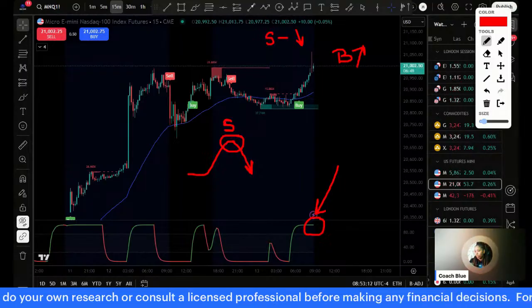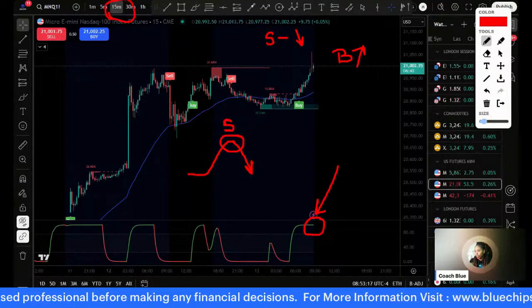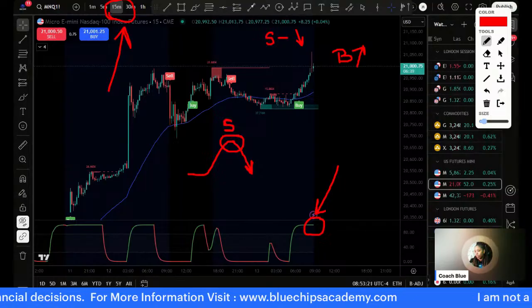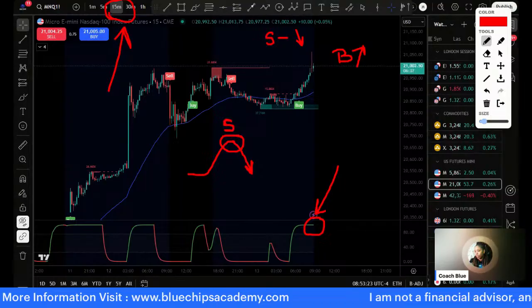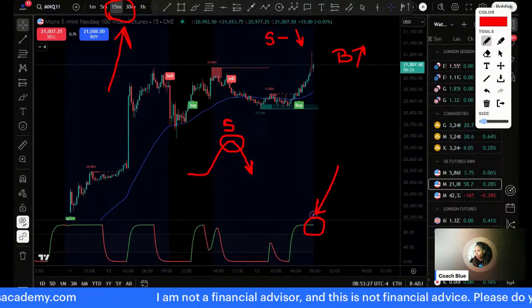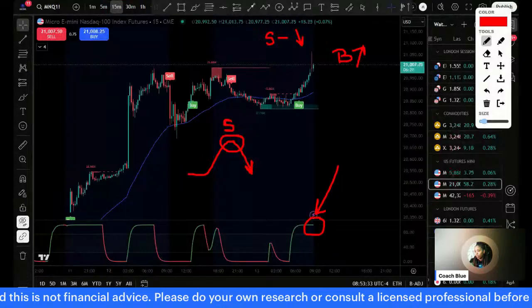So right now, because we're overbought and we're on a 15-minute chart, this is the time of the chart right up here. We're on the 15-minute chart. That just means that every candle that you see takes 15 minutes to close. If I'm on a 1-minute chart, that means every candle takes 1 minute to close. Now we're looking for sales at the top.